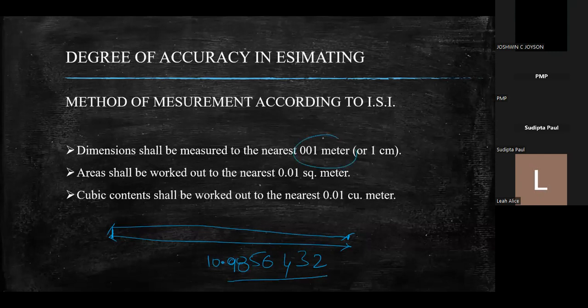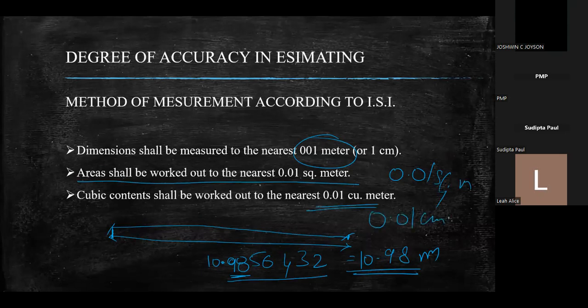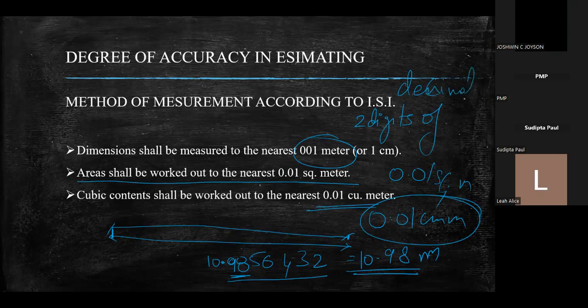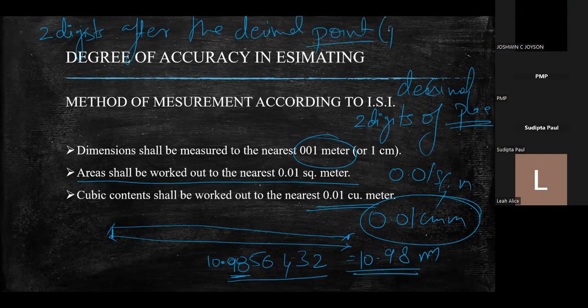For a metric measurement, you will only consider up to two decimal places. So for this kind of dimension, you will write 10.98 meter. The same goes for square meter, where you consider up to 0.01 square meter. For cubic meter also, you will do the same thing, 0.01 cubic meter. So for measurements, we always consider two digits after the decimal point.